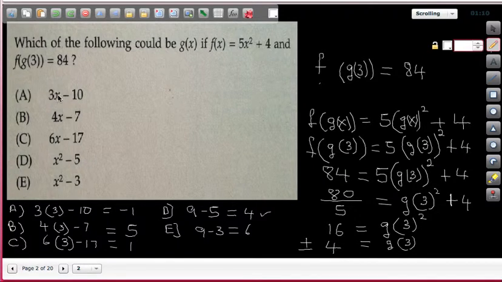The question is, which of the following choices could be g of x? Now you know g of 3 must be plus or minus 4. All you need to do is plug 3 into each one of these and see which one would give you plus or minus 4. Testing for A: 3 times 4 is 12, minus 10 is not 4. 4 times 3 is 12, minus 7 is not plus or minus 4. Nor is 6 times 3 minus 17. x squared, which is 3 squared minus 5, indeed gives you 4. And 3 squared is 9, minus 3 does not give you 4. So the final answer is D.